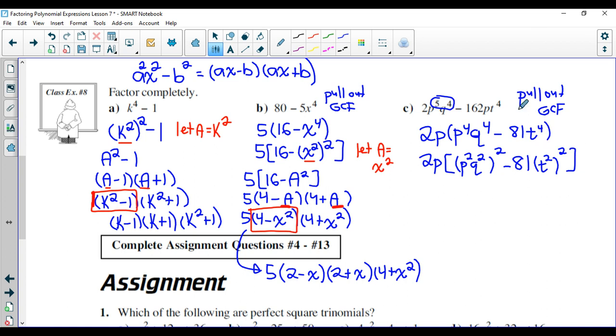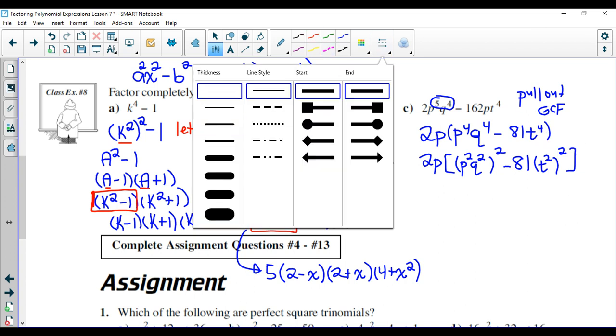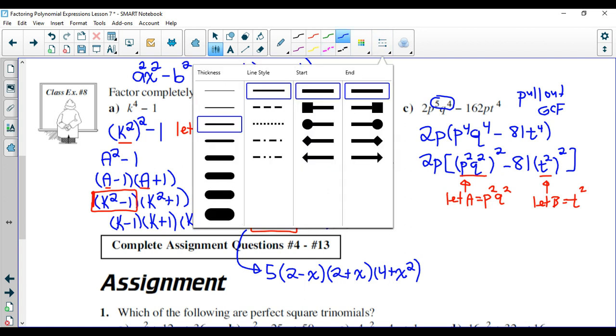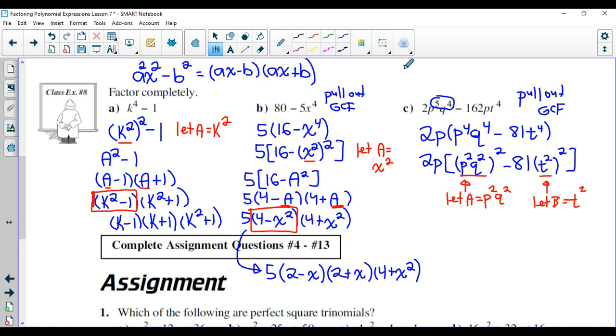Now, I actually have to make two substitutions here. So the substitutions I'm going to make is, first of all, I'm going to replace p squared q squared with, we'll say let a be p squared q squared. And also, I'm going to replace t squared with something else. I'm going to say let b be t squared. So if I rewrite this out now, again, the point of doing this substitution is to make it more clear which format of a polynomial you have in terms of factoring.